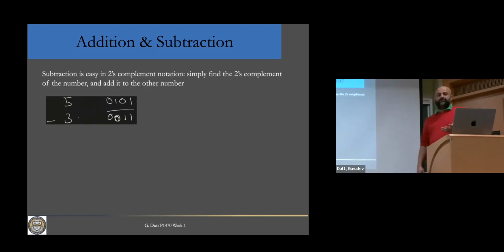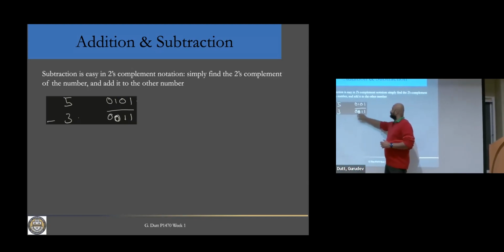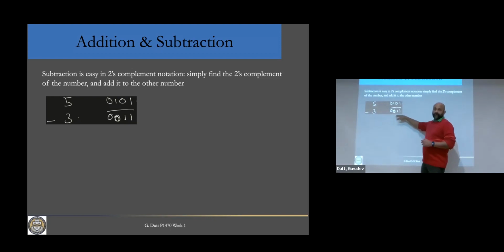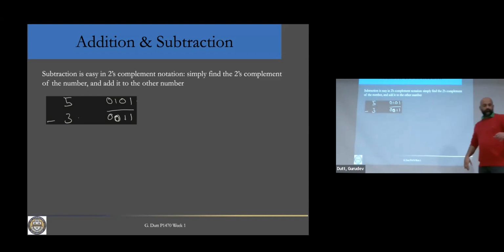Subtraction becomes very easy in the 2's complement notation. That's why we use it. You simply find the 2's complement of a number and add it to the other number. So let's say I want to take 5 and subtract 3 from it. Then I write 5 in binary notation and 3 in binary notation. This is the binary notation for 3. That's the binary notation for 5.